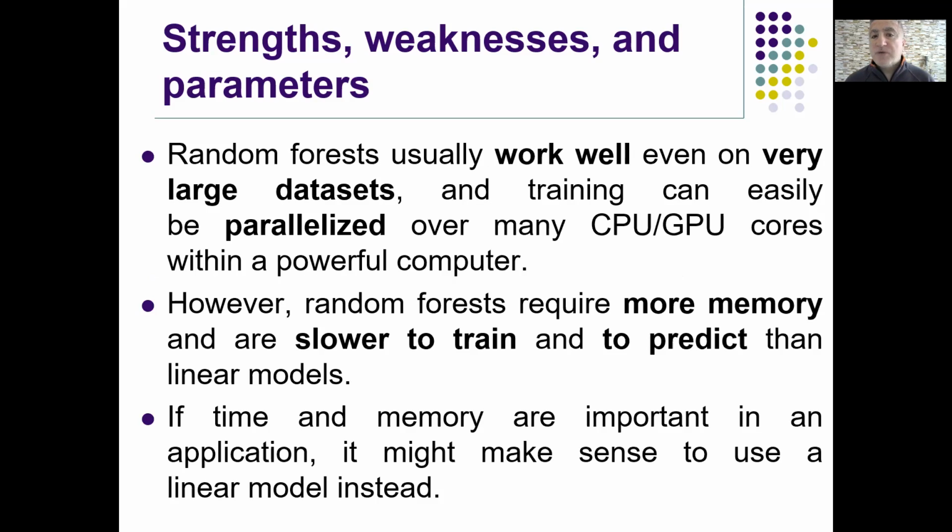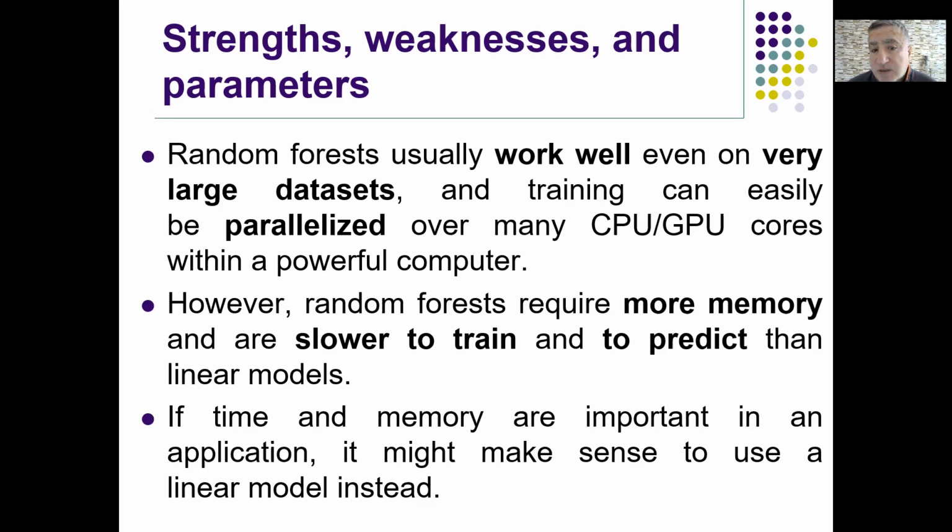Random forests usually work well even on very large data sets. The number of samples is high, and training can easily be parallelized using many CPU and GPU cores. Random forests require more memory. Why? Because each decision tree is going to be deep, and they will require more space. So training requires space in memory, not only speed, but space as well.